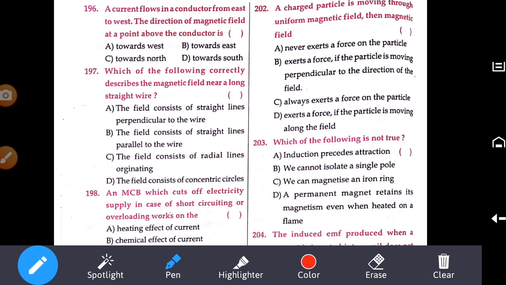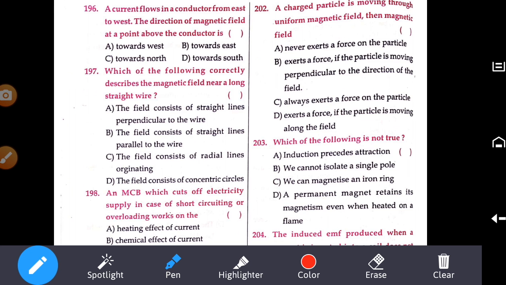202nd question. A charged particle is moving through a uniform magnetic field. Uniform magnetic field means there will be no change in the magnetic field. Whenever there is a change in the flux, only then will current be induced. So when there is no change in the field, there will be no force on the particle. It never exerts a force on the particle.